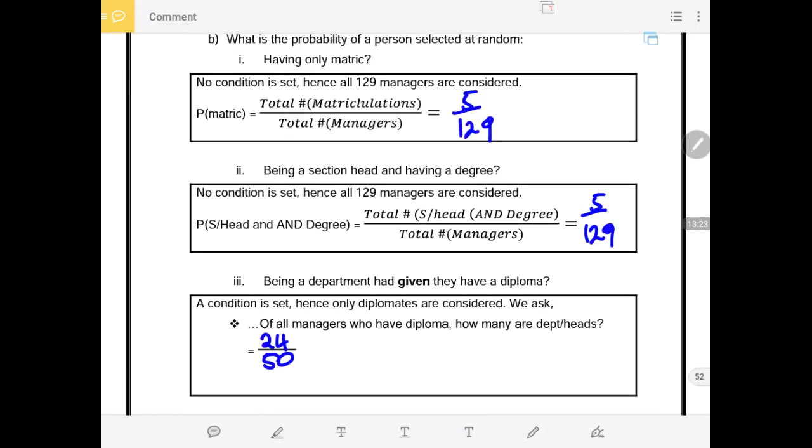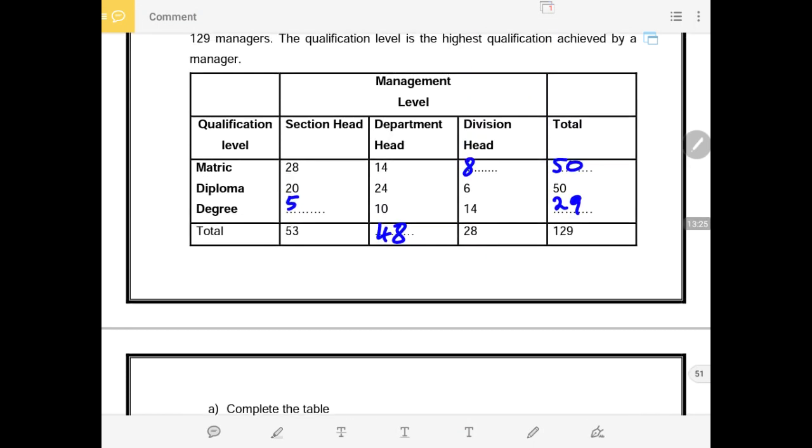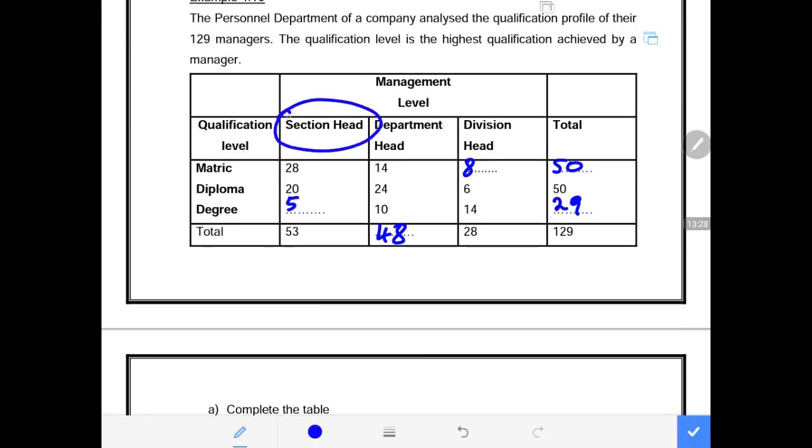Now we look at the total division head and total section head. The probability of being a section head is 53. The probability of being a division head is 28. So we have 53 plus 28. Fortunately, in this case, there is no point of intersection, but I will tell you when there's a point of intersection where you need to deduct some numbers. Now it will be 53 plus 28 divided by the total number of 129. In this case, the word "given" is not used, so we take the total of 129.